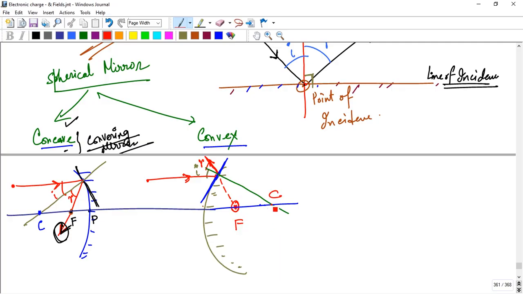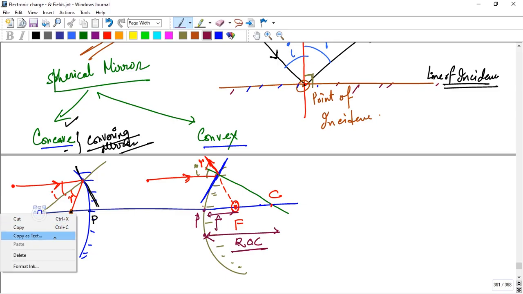The length from pole to focus is called the focal length, and the length from pole to center of curvature is called the radius of curvature, ROC. Similarly, center of curvature to pole is called the radius of curvature, and focus to pole is called the focal length.